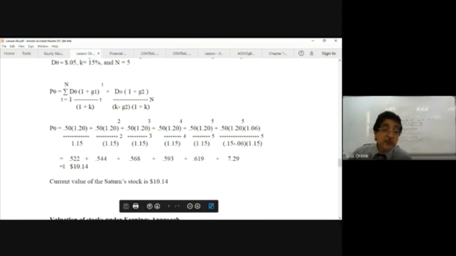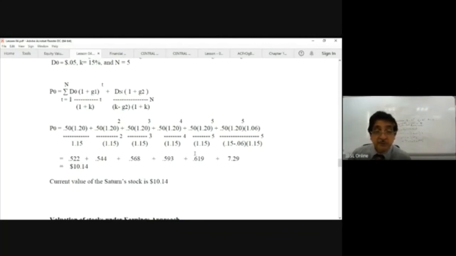These present values are: first year 0.522, second year 0.544, third year 0.568, fourth year 0.593, fifth year 0.619. And this is the last situation where the particular stock is sold. If it is sold, this can be realized, and the present value is 7.29. Altogether, the value comes to 10.14. The value of the stock is 10.14.